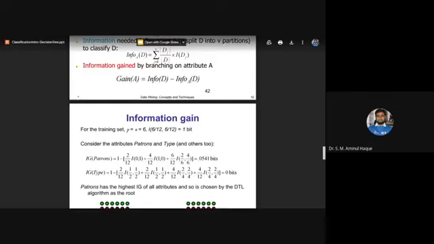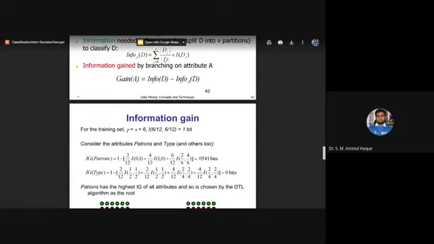This 2 is the number of occurrences for a particular level in the data set. For example, patrons: how many levels does the data set have for patrons? I think three levels, right? Because we have three terms here. Three terms, isn't it? Yes, sir, three terms. Now, for the first level, we are writing 2 by 12.